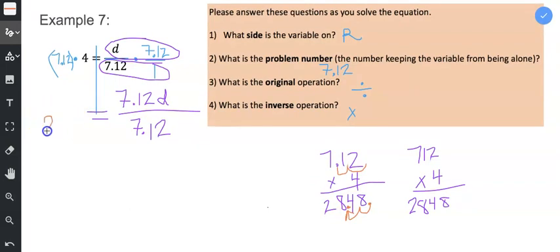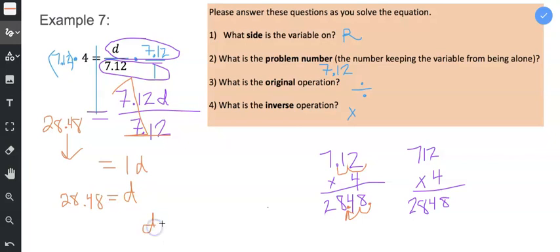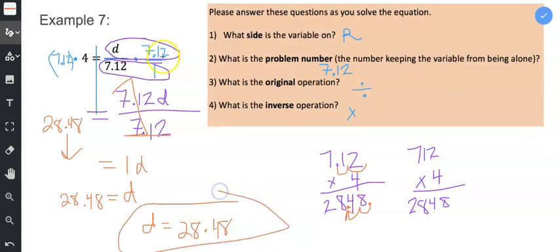So the answer is 28.48, or 28 and 48 hundredths, you could say. And over here, anything over itself is equal to 1. So 7.12 divided by 7.12 is equal to 1. So we're left with 1d is equal to this number. So d is equal to 28.48. And then I'm just going to put d on the left side now at the end. It's a good habit to get into. It's going to help us when we solve inequalities. So there's our final answer for example 7. We're going to move on to example 8 now.